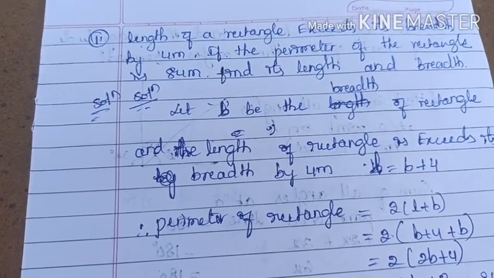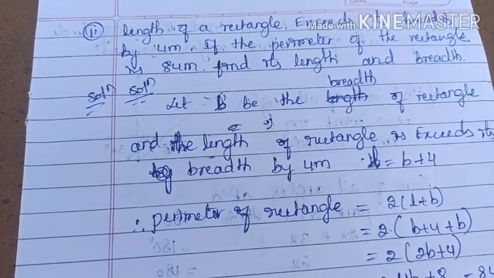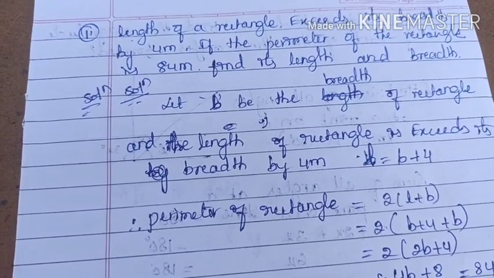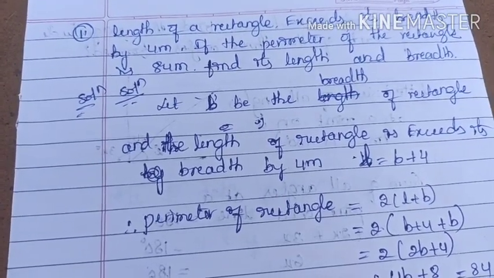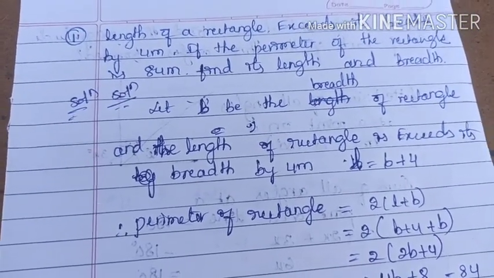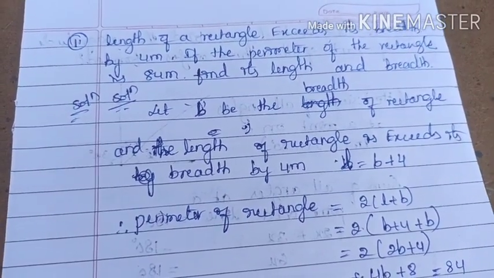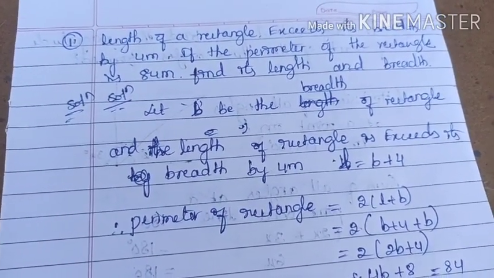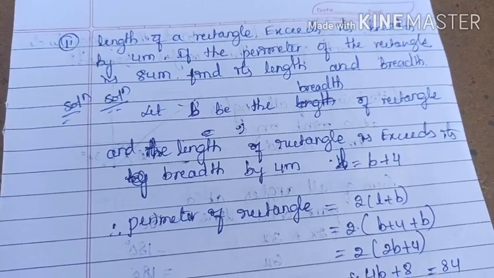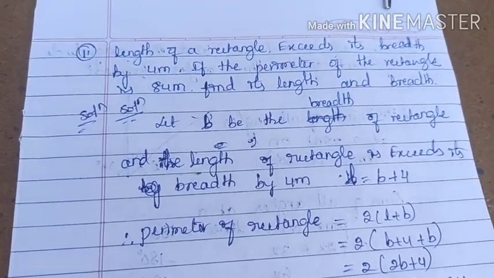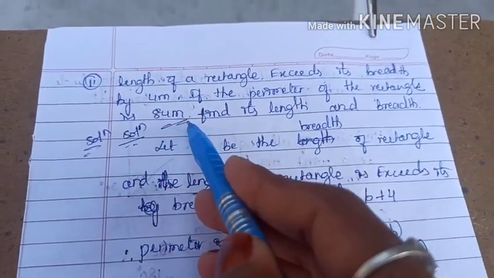Problem: the length of a rectangle exceeds its breadth by 4 meters. If the perimeter of the rectangle is equal to 84 meters, find its length and breadth. First we need to understand the question. The length of the rectangle exceeds its breadth by 4 meters, and the given perimeter of the rectangle is equal to 84.